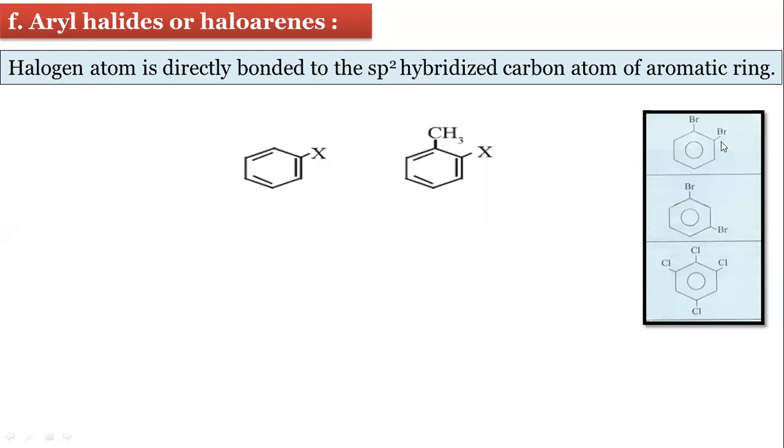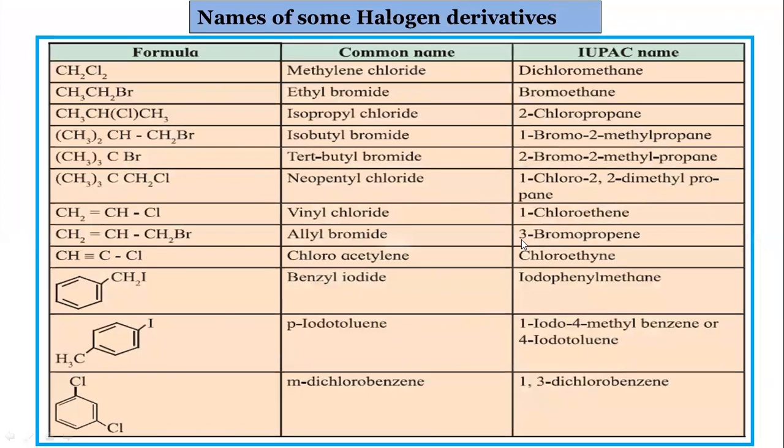So this is ortho, 1,2 position, 1,2-dibromobenzene. This is meta-dibromobenzene or 1,3-dibromobenzene, and this is 1, 2, 3, 4, 4 chlorine atoms are there. 4 hydrogens are replaced. These are the examples of haloarenes. So the classification part is completed.